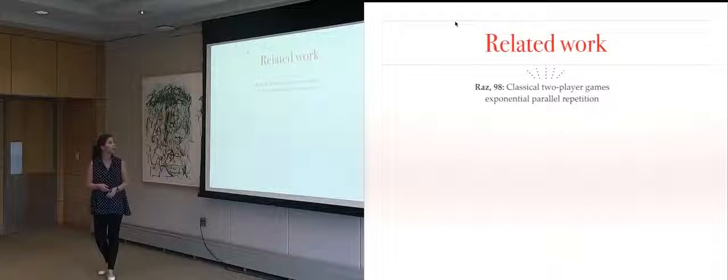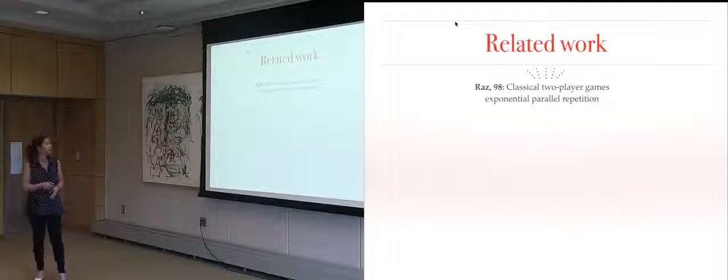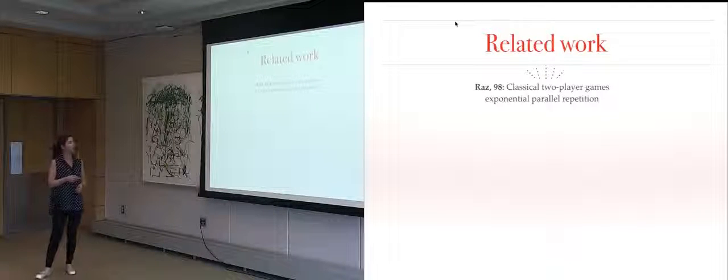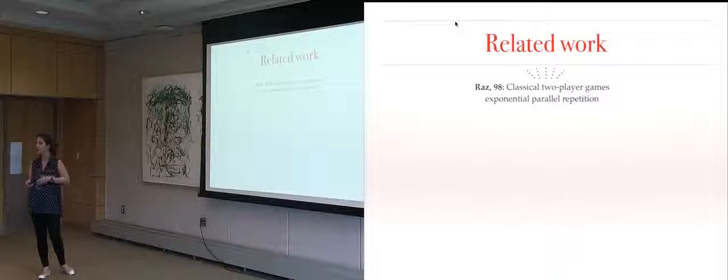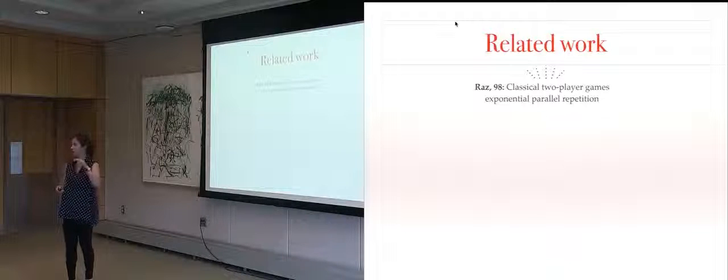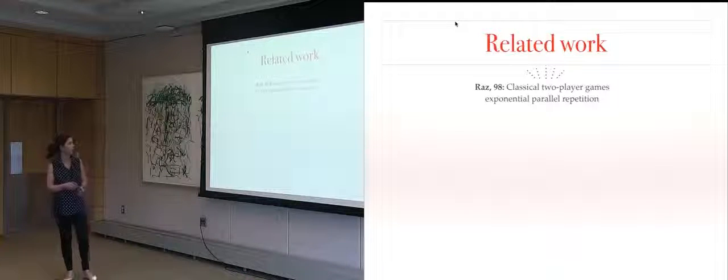Some related work. This question of parallel repetition is known for a long time now in the classical world. There are many previous works, even to this one. But this work by Raz in '98 was the first exponential result. He proved that for classical two-player games, there is an exponential parallel repetition theorem. What does it mean? It means that the probability to win all the games decreases exponentially fast with n. And then his proof technique was used in many more papers, many more works.